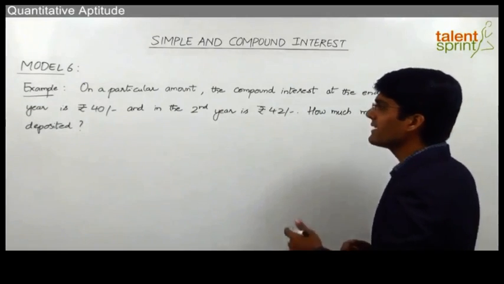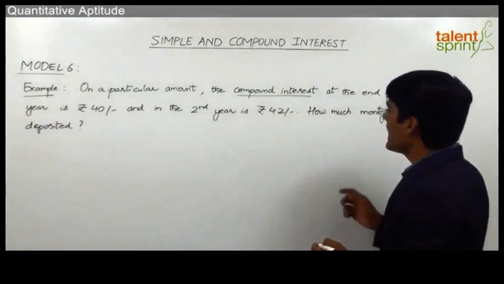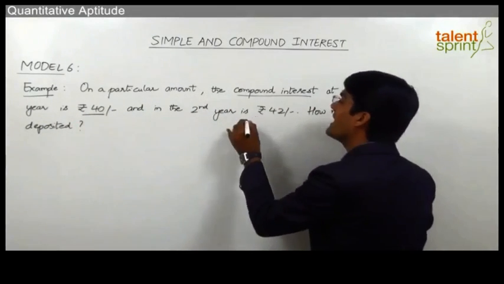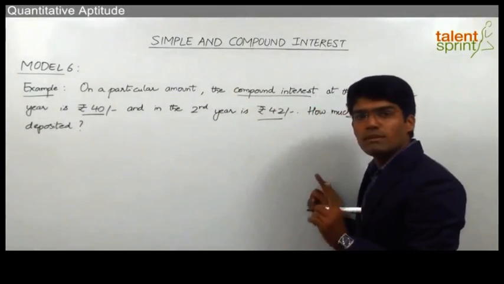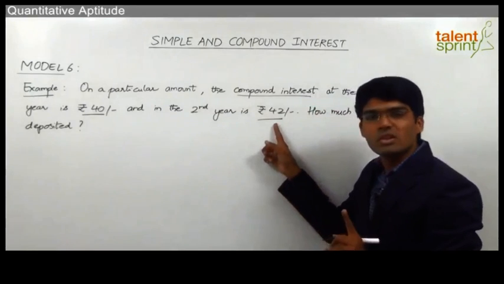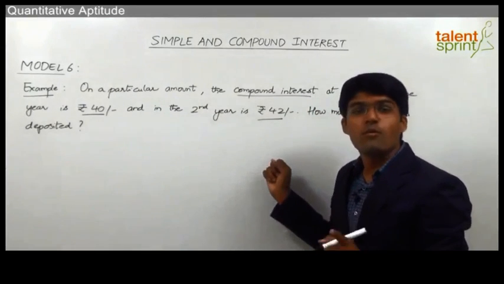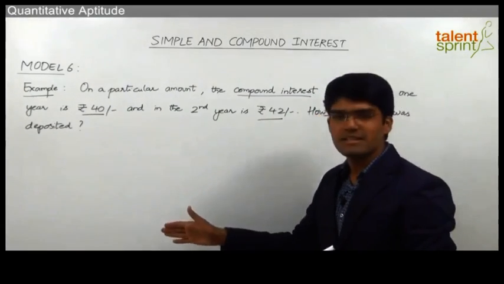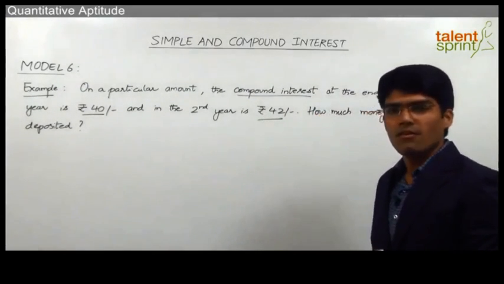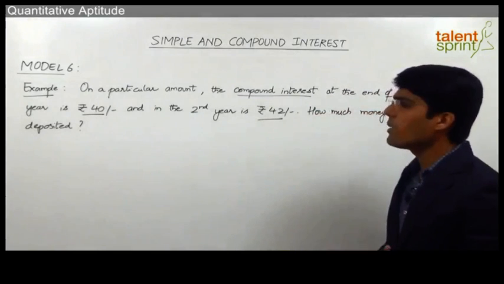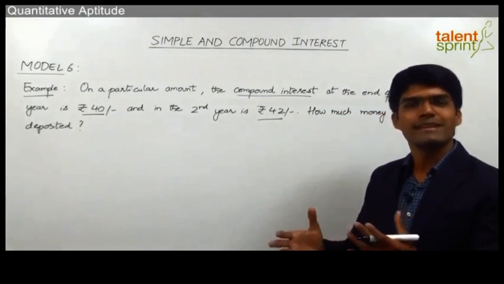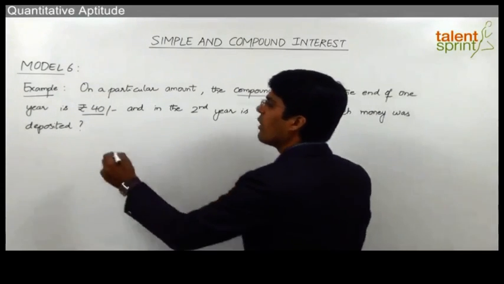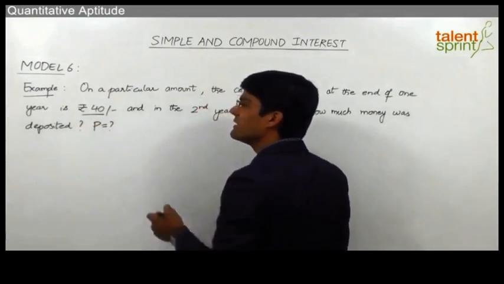So as you can see here, the case is for compound interest and at the end of 1 year the interest is 40 and in the second year is 42. Let me make it clear, 42 is not the compound interest for 2 years. 42 is the compound interest only for second year. So for the first year it is 40 and for the second year it is 42. And we are supposed to find out how much money was deposited. Now the money that gets deposited is nothing but the principal amount, right? So we are supposed to find out what will be the principal in this case.